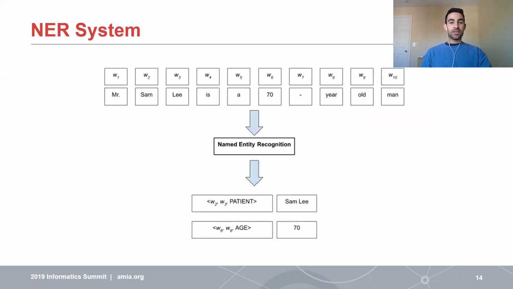Just as an example, here's an input sentence: Mr. Sam Lee is a 70-year-old man. The system should output 2 PHI tuples. First, the name of the patient, Sam Lee, and second, their age, 70. It is essential to have the spanning token IS and IE because entities are often not just one token, as is the case with Sam Lee.